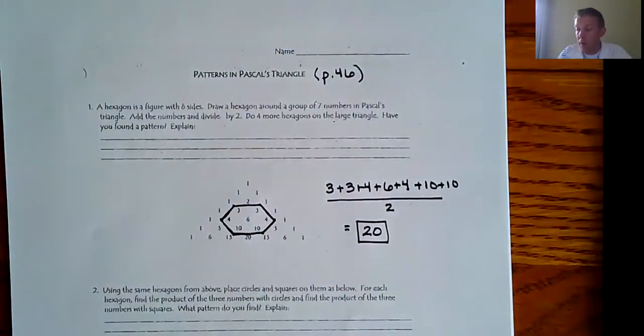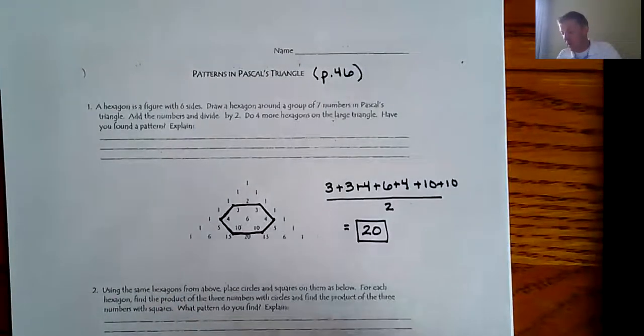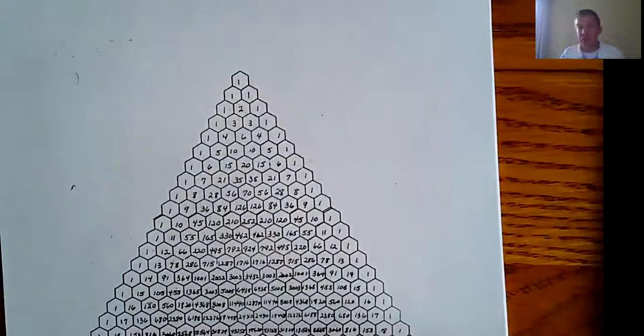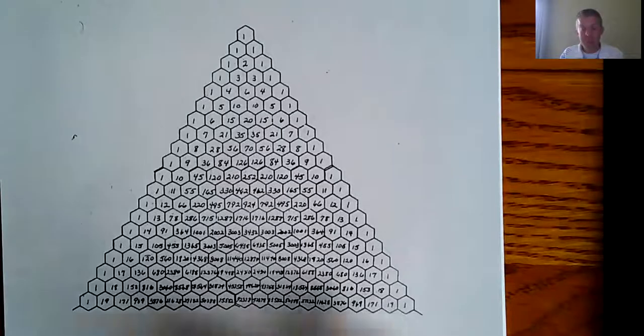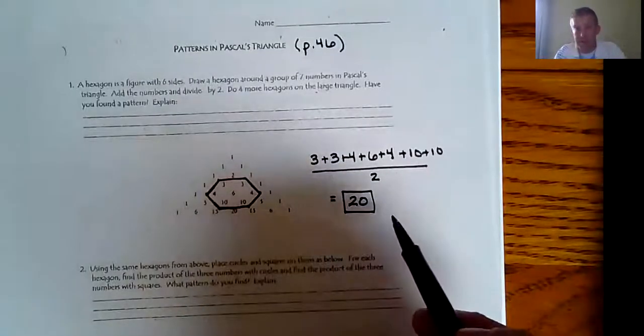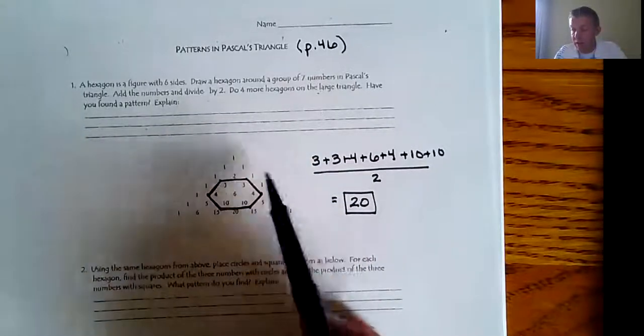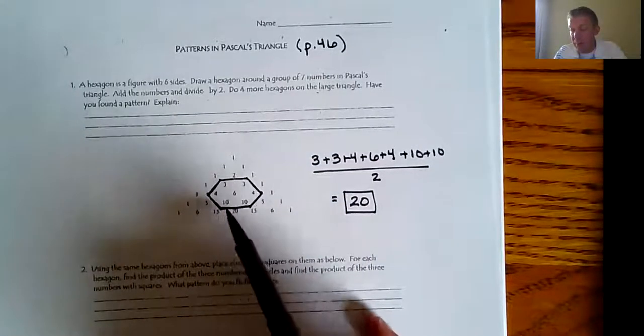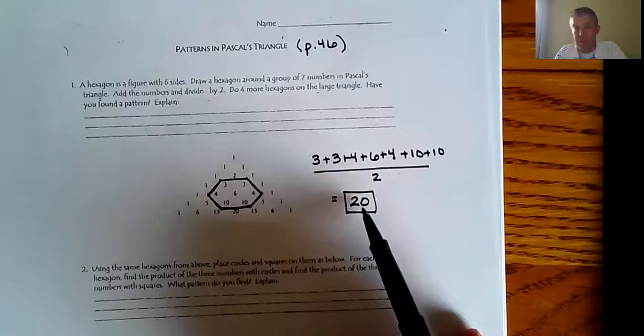Do 4 more hexagons on the large triangle. Have you found a pattern? If you flip past page 47 for a second and go to page 48, there's a giant Pascal's triangle. I did one of these for you, this one here. I drew a hexagon, added all the numbers inside, divided by 2, and I got 20.